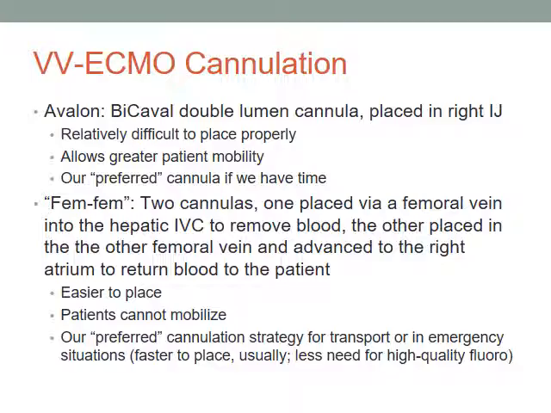And this is two cannulas, one placed into the femoral vein, typically around the hepatic IVC, and that's to remove blood. So this is a large cannula with lots of holes in it, positioned in the hepatic IVC, and it drains blood from that region, misses the SVC completely, just the hepatic. And the other one we place in the other femoral vein, and we advance it to the right atrium, and that's the return. So we take it out of the hepatic IVC, return to the right atrium.